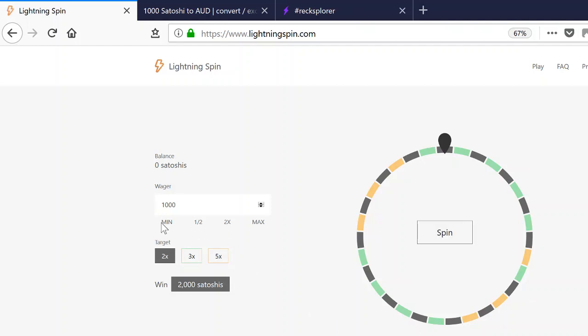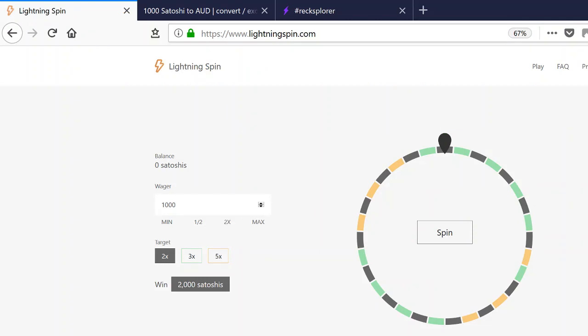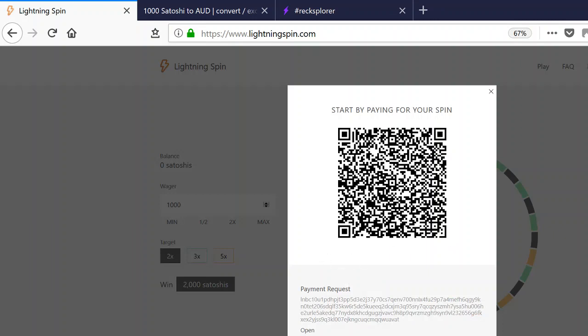We're going to wager 1,000 Satoshis, which is, in Australian dollars, just shy of 9 cents. So a very small amount of money, and that's what the network's designed to do, facilitate small transactions. So we'll spin the wheel, which we can't do because we don't have any money.